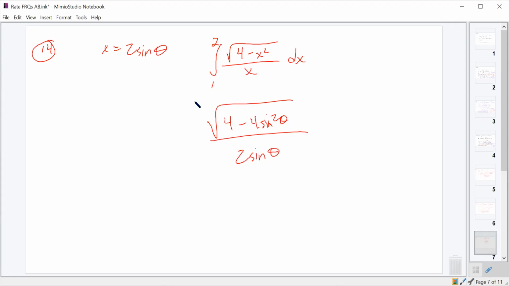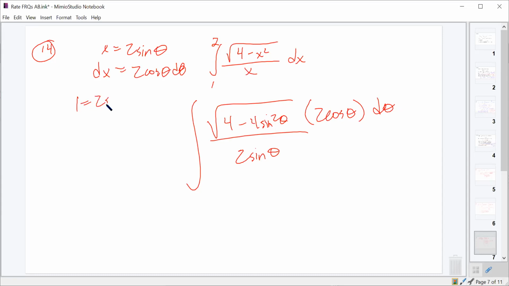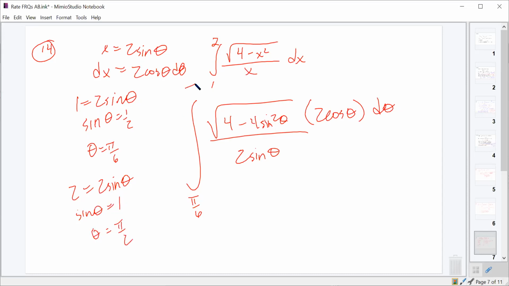But then I also have to replace the dx. So I can find out what dx is by taking the derivative. That should be 2 cosine theta d theta. And I also have to replace these limits of integration, which are x values. So 1 equals 2 sine theta tells me that sine theta is a half, or theta is pi over 6. And if I plug in 2 equals 2 sine theta tells me that sine theta is 1, or theta is pi over 2.